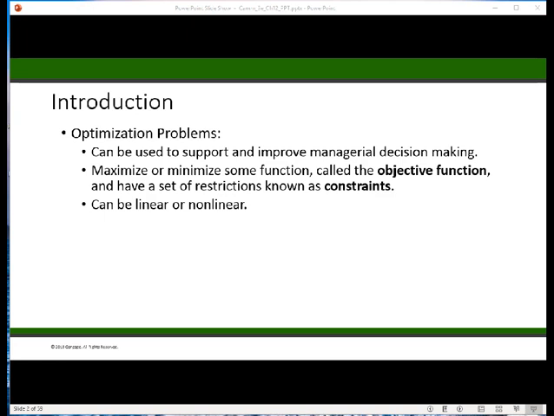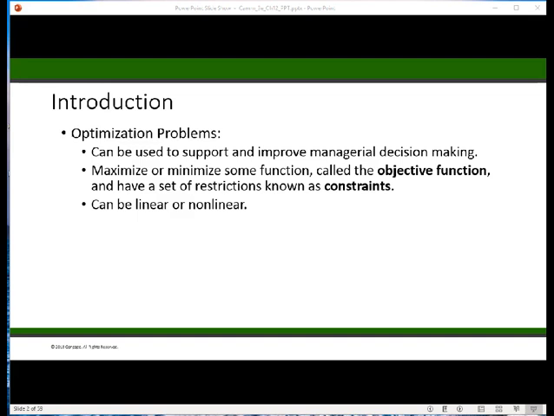So this chapter begins the discussion of prescriptive analytics and how optimization models can be used to support and improve managerial decision making. So, optimization problems obviously are going to improve management decision making. They'll be using data to make data-driven decisions.